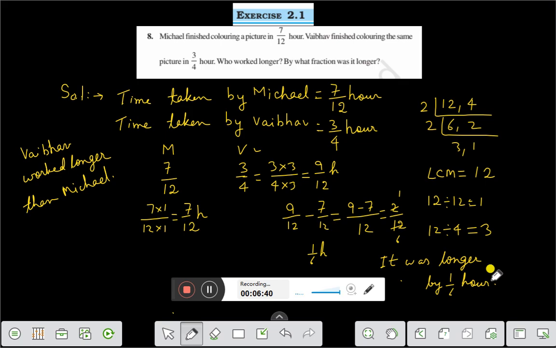Right? This is the solution of question number 8 of exercise 2.1.